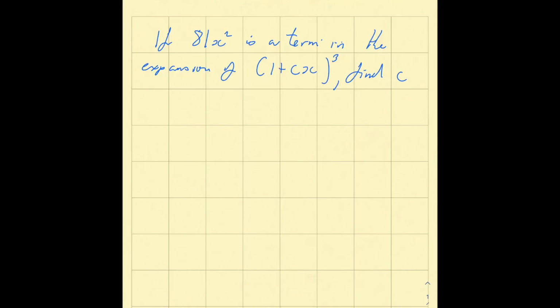So our student asked me about this question. It's if 81x squared is a term in the expansion of (1 + cx) all cubed, find c. So this is a binomial expansion problem. Right, so we've got 1 plus cx is a binomial taken to a power. It's probably a complex, unfamiliar problem, because we're going to do some slightly different things.